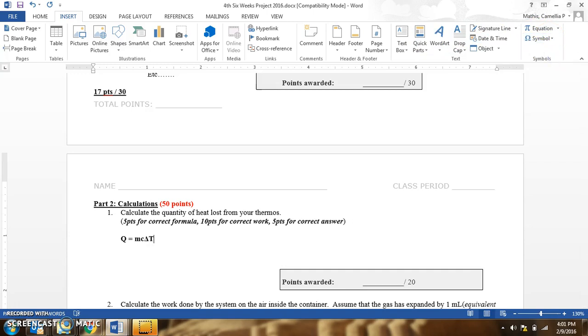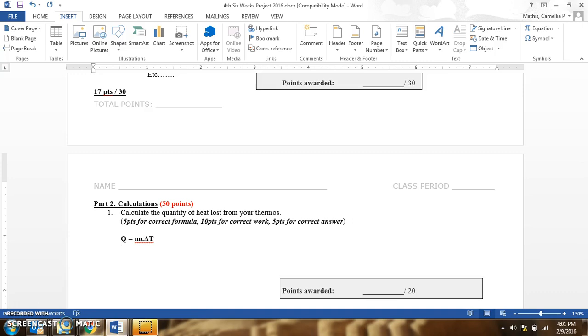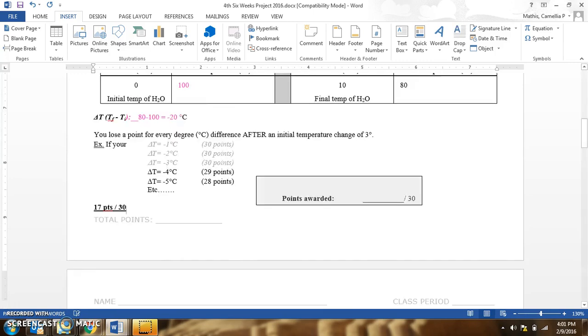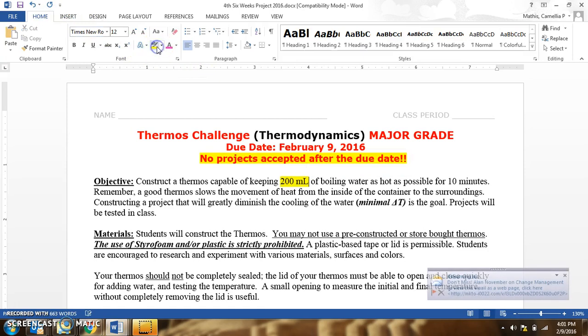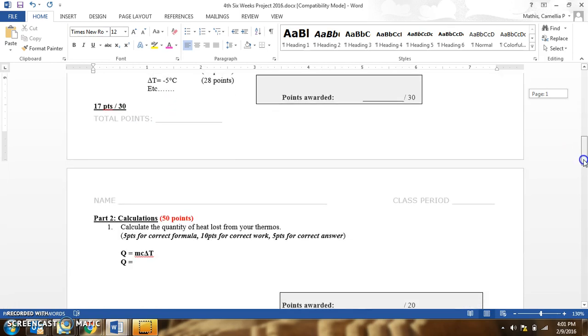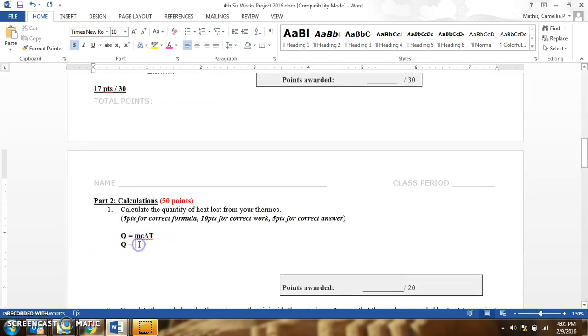delta T. So in this case, our heat is going to be equal to the mass of the water. If you go back on your instructions, we all know that the volume of water put into the thermos was 200 milliliters. And what the unique thing is about water, is that because the density of water is 1 gram per milliliter, whatever our volume is, the mass for water and water alone is also equal to that same number. So if we put in 200 milliliters of water, that mass of your water will also be 200 grams.